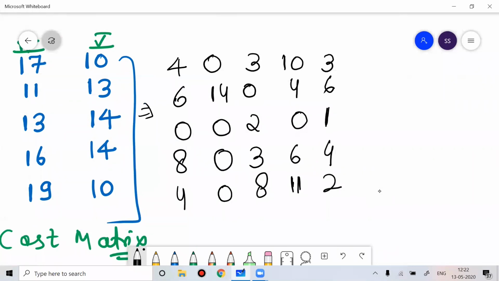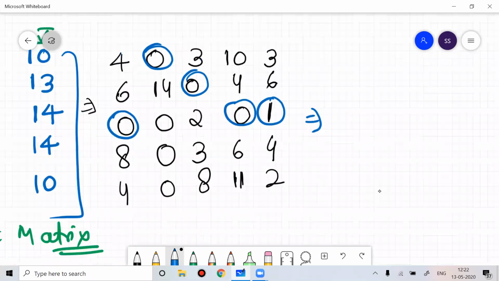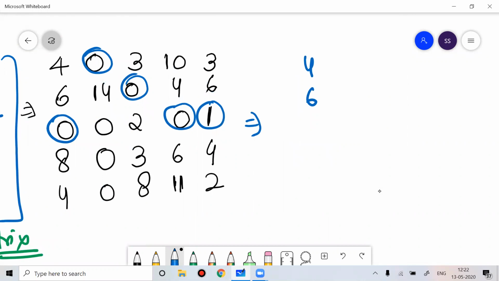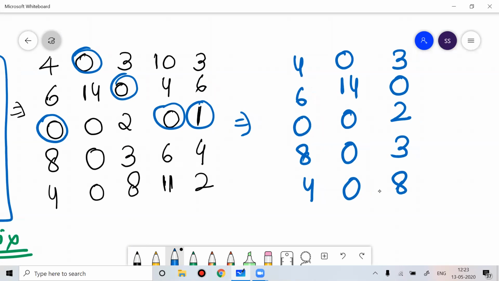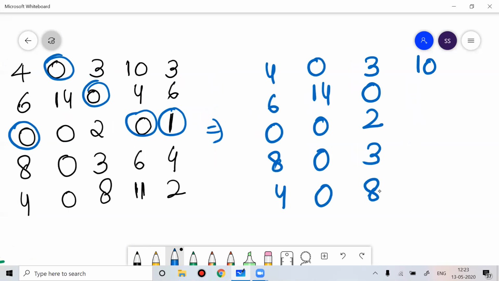Now if you observe column wise, the minimum element is 0, 0, 0, 0, but here it is 1. So now do the same work. Here no change: 4, 6, 0, 8, 4. Here it will be 0, 14, 0, 0, 0. Then 3, 0, 2, 3, 8. Then 10, 10, 10, 4, 0. Then 2, 5, 0, 3, 1.